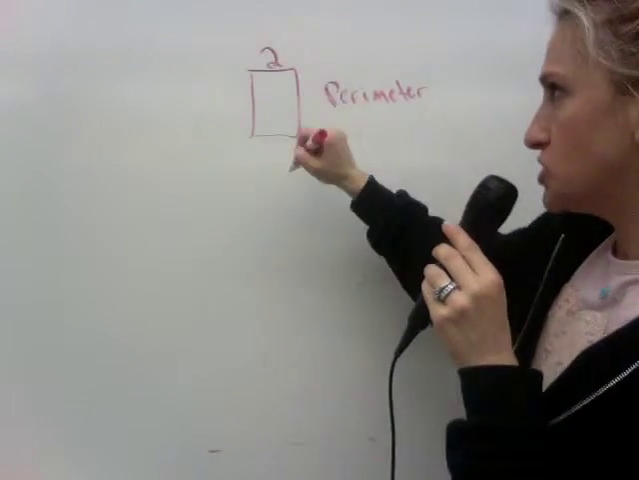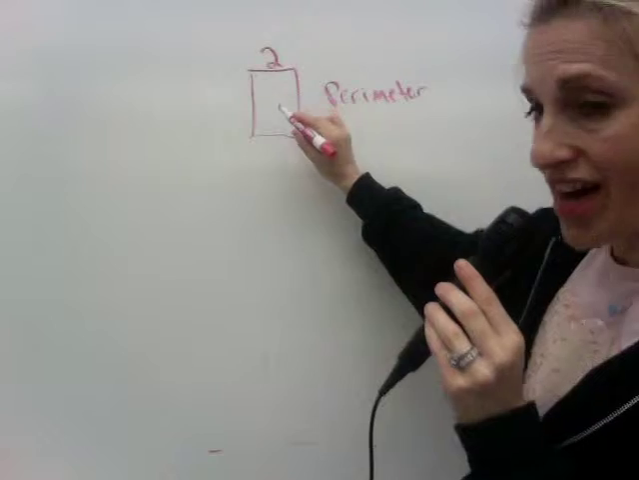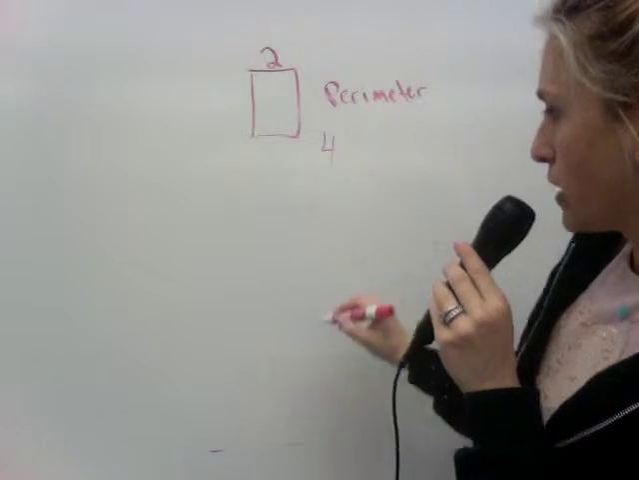So 2 plus 2 plus 2 plus 2. So the perimeter of this square is 8.